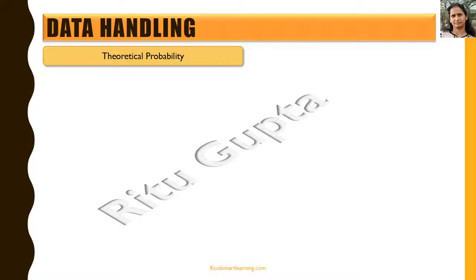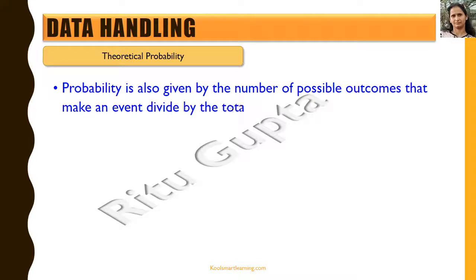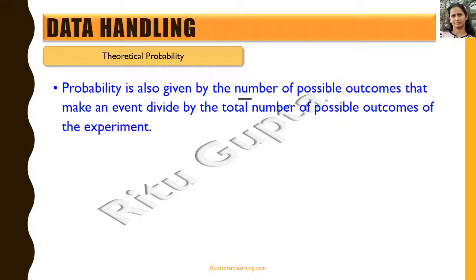Now friends, let's talk about theoretical probability, and then we'll see how it is different from the empirical probability. Theoretical probability is also given by the number of possible outcomes that make up an event divided by the total number of possible outcomes of the experiment. So by definition, probability is number of outcomes divided by the number of total outcomes.